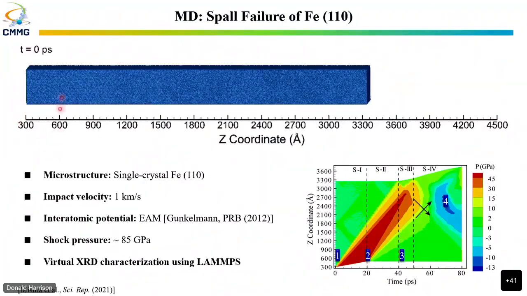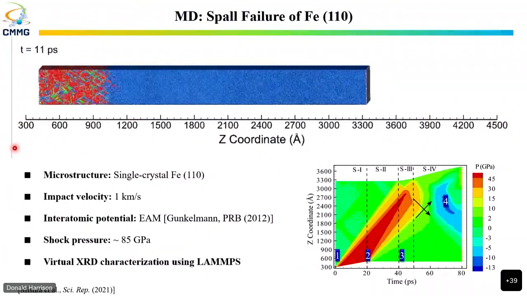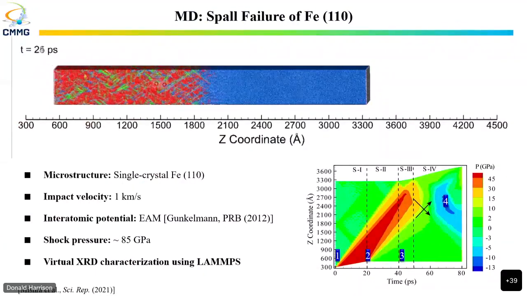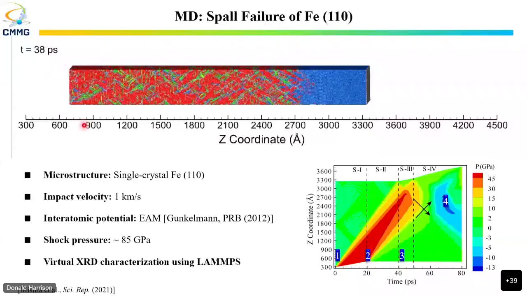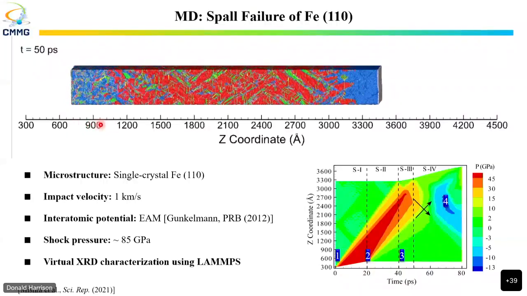The system is periodic in this direction so that it mimics a large film. And it's free in these two directions, so the material can expand and you can have release waves coming in as well. So this movie is basically a shock velocity of 1 kilometer per second. Blue is BCC, red is what has phase transformed to the HCP phase. The green are all the stacking faults in there.